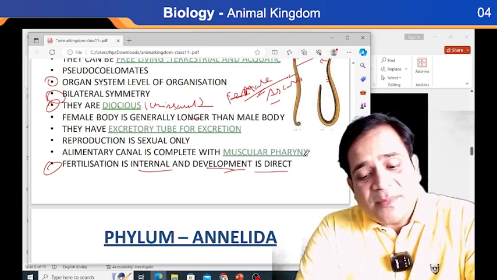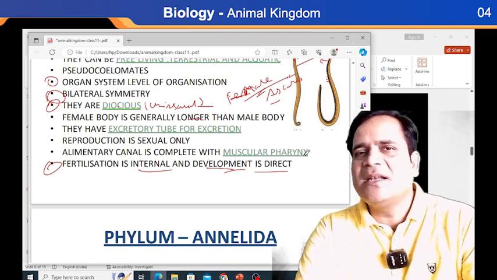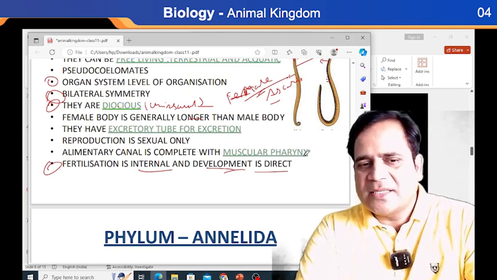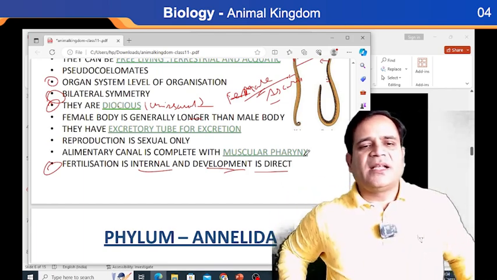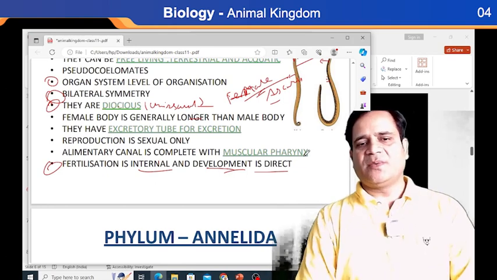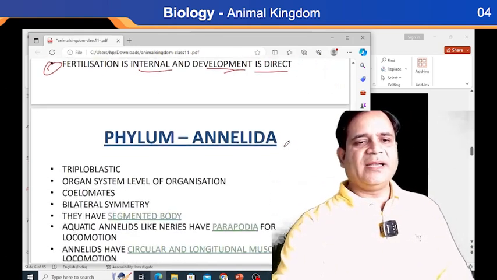Right? So if I'm saying the indirect development, it means what? They first come into the larva stage, then it converts into an adult, known as indirect development. So see here, internal fertilization is what? Internal, and development is what? Indirect, my dear, right? Now, when I'm going to move ahead, phylum Annelida.